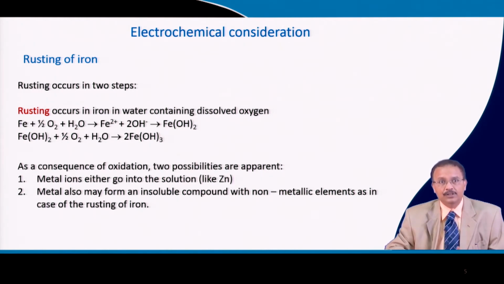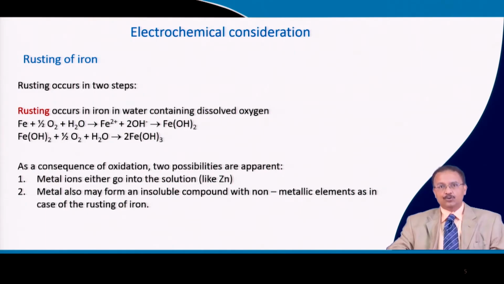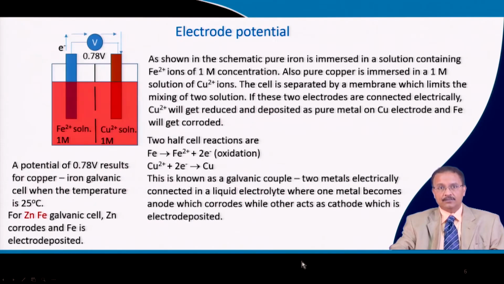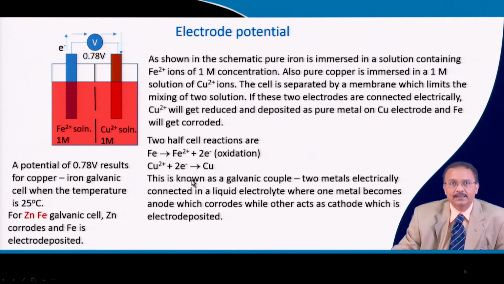So, as you can see, two possibilities are there for oxidation. Either metal ions go into the solution, like we observe in case of zinc, or the metal ions can form an insoluble compound with non-metallic elements, as in case of the rusting of iron, which I just described. Now, look at this schematic here.